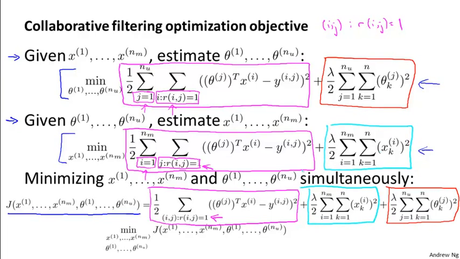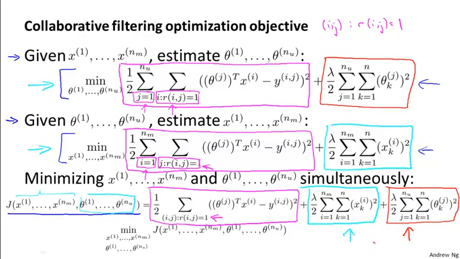And this optimization objective, J, actually has an interesting property that if you were to hold the x's constant and just minimize with respect to the thetas, then you'd be solving exactly this problem. Whereas if you were to do the opposite, if you were to hold the thetas constant and minimize J only with respect to the x's, then it becomes equivalent to this, because either this term or this term is constant if you're minimizing only with respect to the x's or only with respect to the thetas.